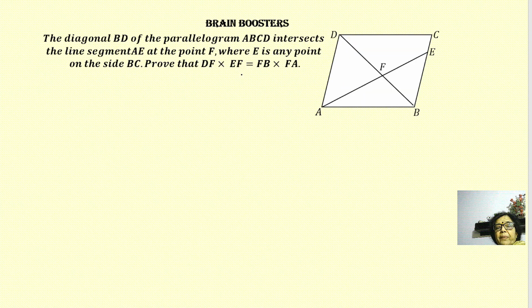Moving on to the next question, here we have a parallelogram ABCD and the diagonal BD has been drawn and there is another straight line AE which intersects the diagonal at the point F. So now we have to prove this relation DF into EF is equal to FB into FA. So what we do over here is we take the triangles AFD and EBF.